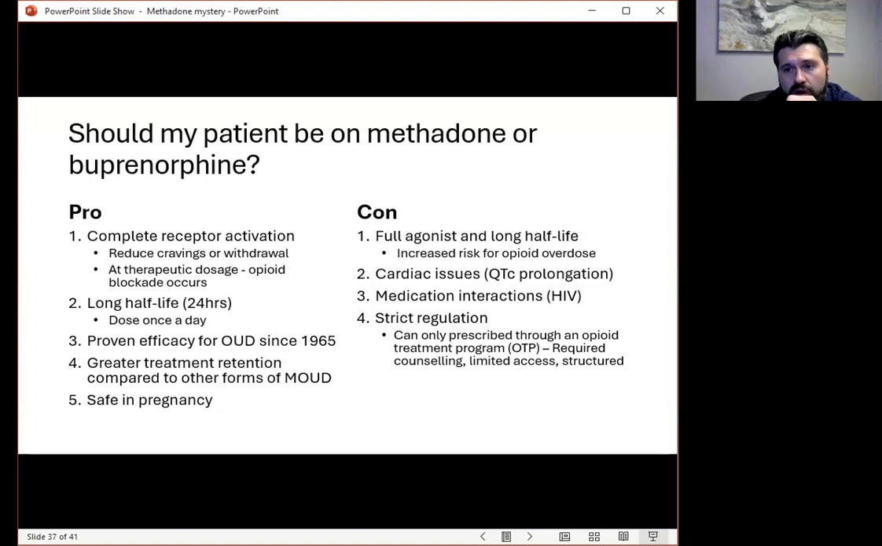And if someone's been on buprenorphine before, and it was difficult for them to adhere, or it just didn't work out for them, certainly consider methadone. It does have a strong efficacy. It does help with retention. So I think you kind of have to look at the whole picture here when it comes to picking for the patient.